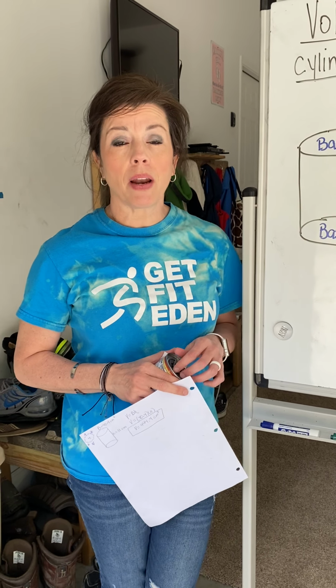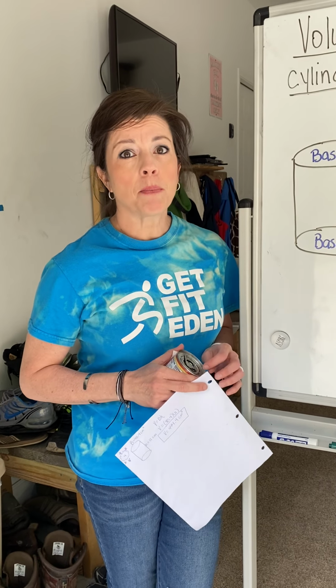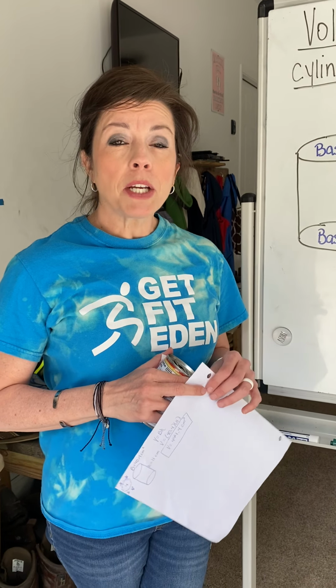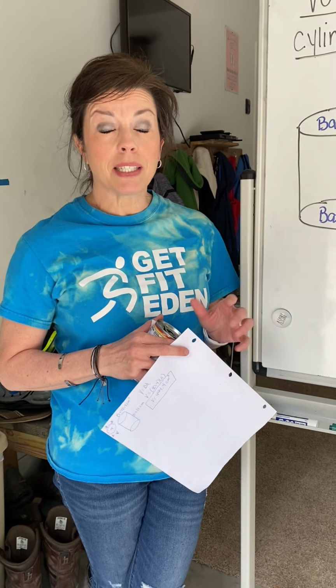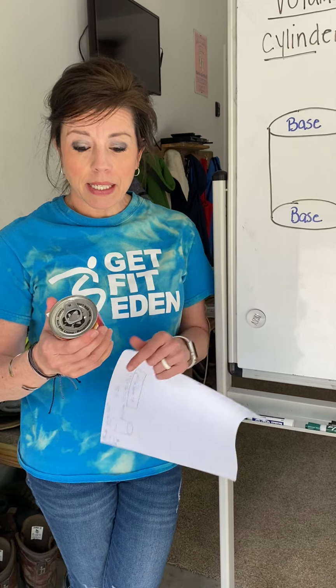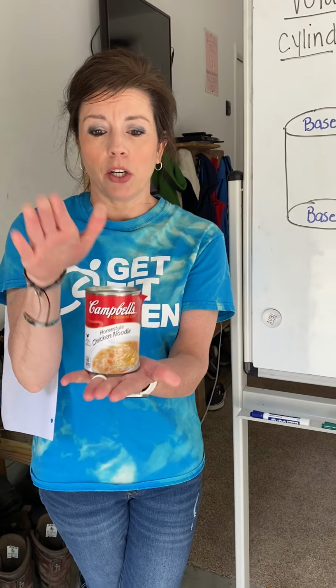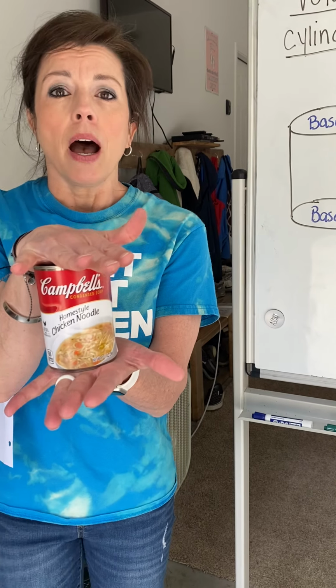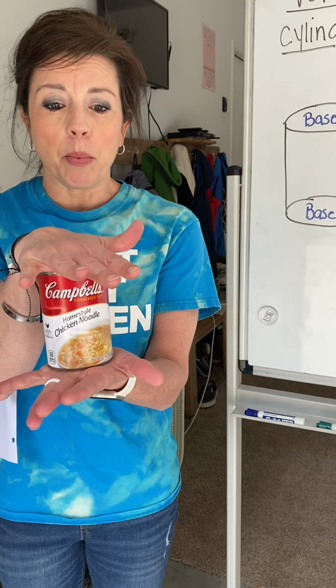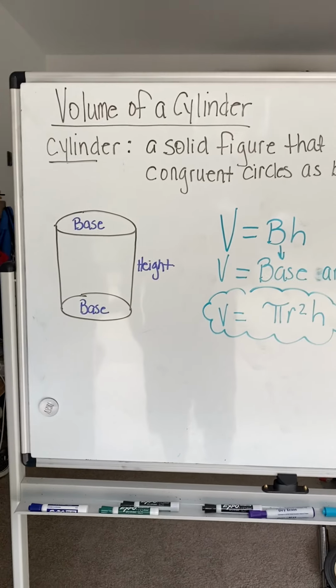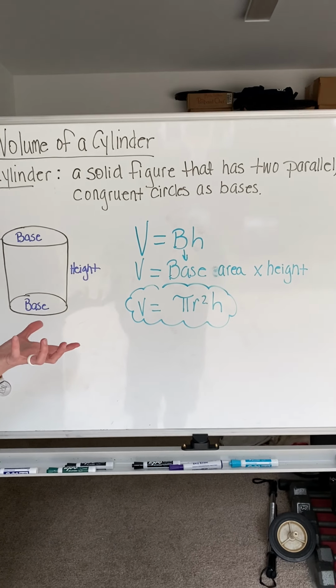We're going to be talking about how to find the volume of some 3D objects. So the object that we're going to be focusing on today is a cylinder. The best example of a cylinder is your standard can, okay? A cylinder is defined by a couple of characteristics. It is a solid figure, so that just means it's a 3D figure.